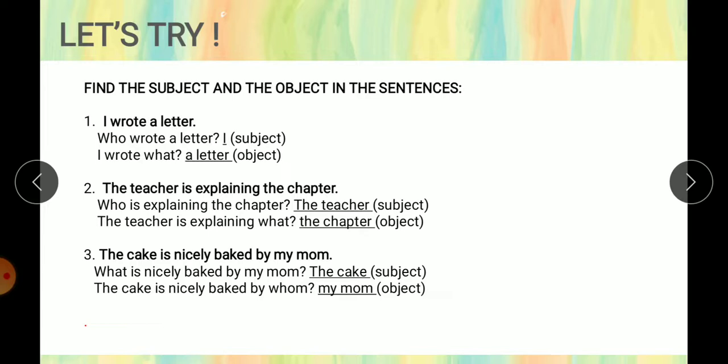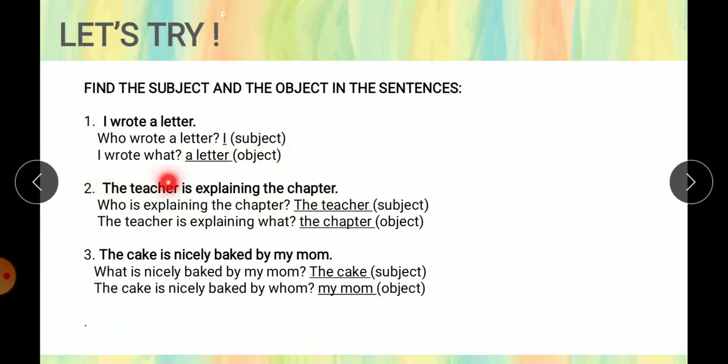What is being discussed in the sentence? It is I. So I will become the subject: I wrote a letter. So to find an object, you have to question whom or what. I wrote what? A letter. So that's an object.